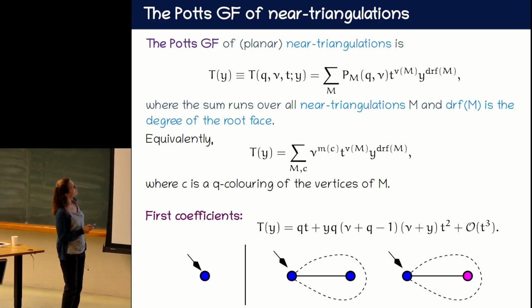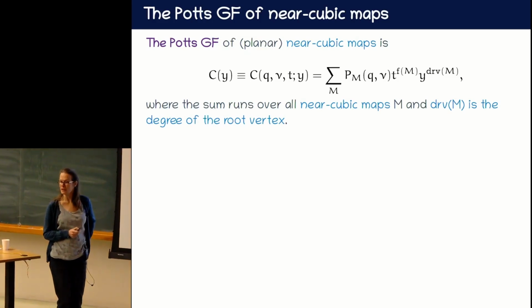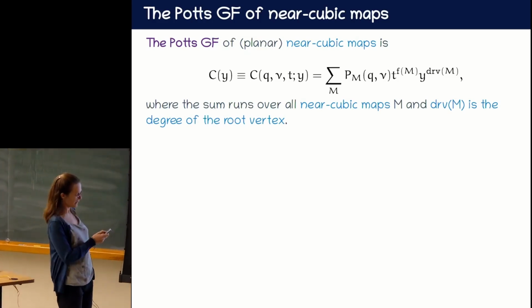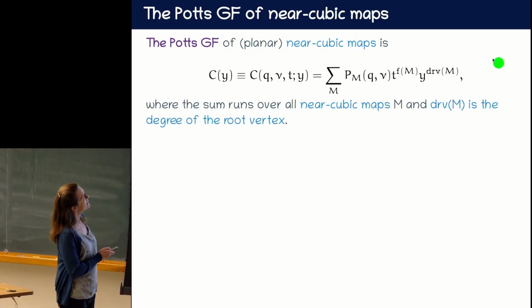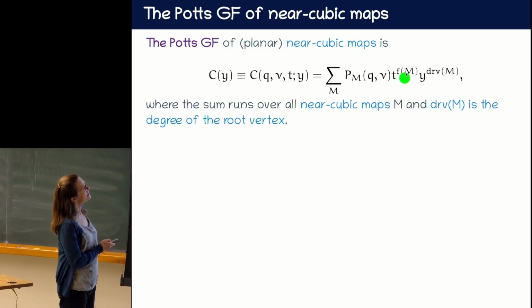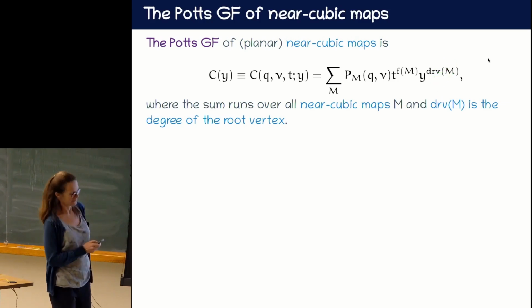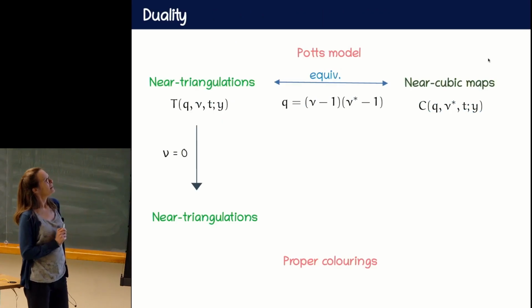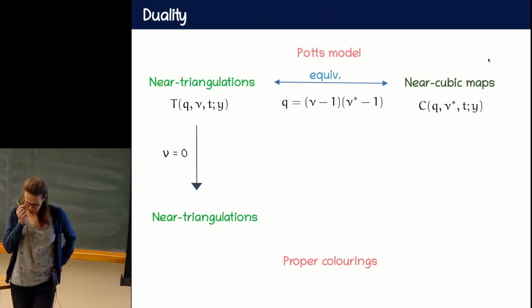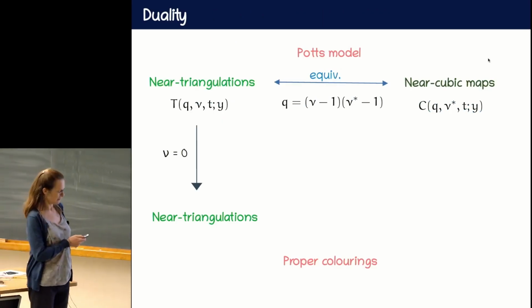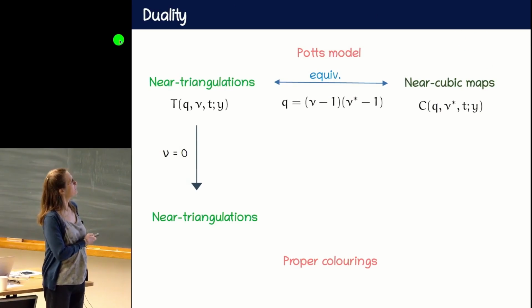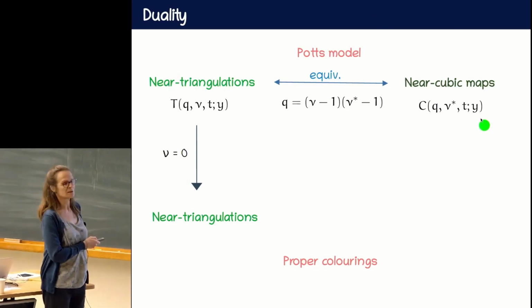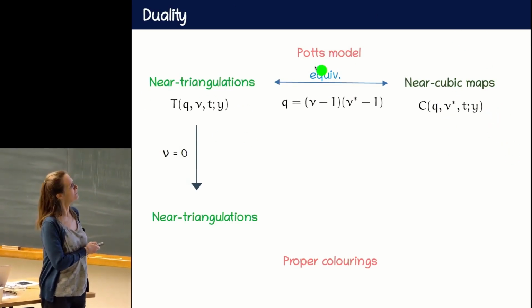Of course, we can do the same for the dual class, the near cubic maps, except that now what was the vertex number becomes the face number, and the degree of the root face is replaced by the degree of the root vertex. Okay. Now, given what I told about duality, computing this series, or that one, is completely equivalent using this relation.